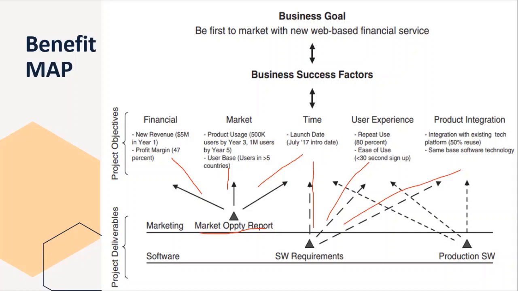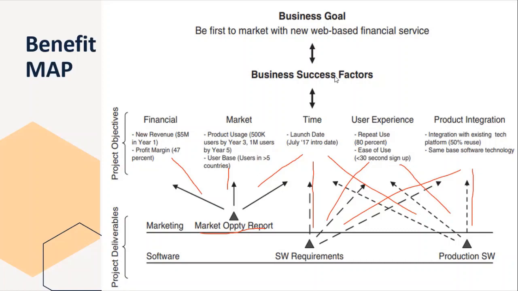And if you see the production software: integration, user experience, and then time. Benefits. What are the benefits you will get during these times? Basically, this will be the actual benefit map of a new web-based financial services. So it is an example.